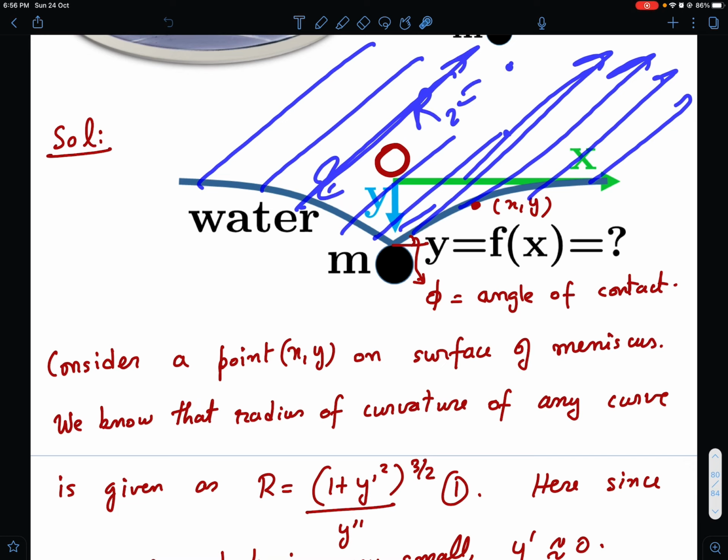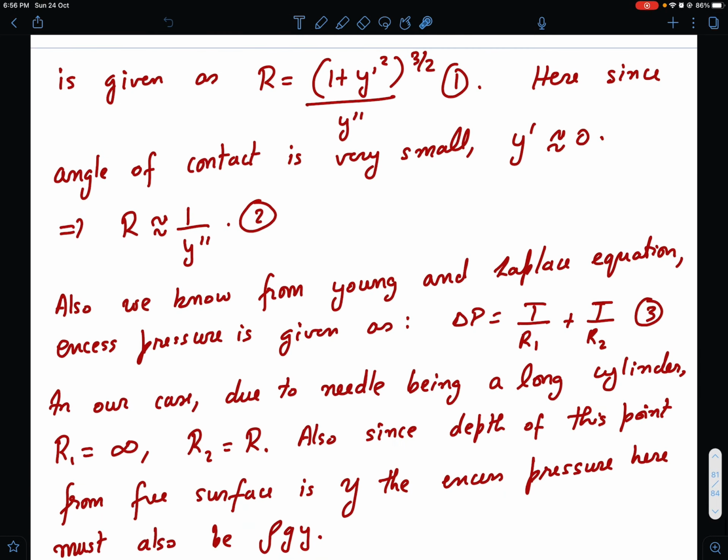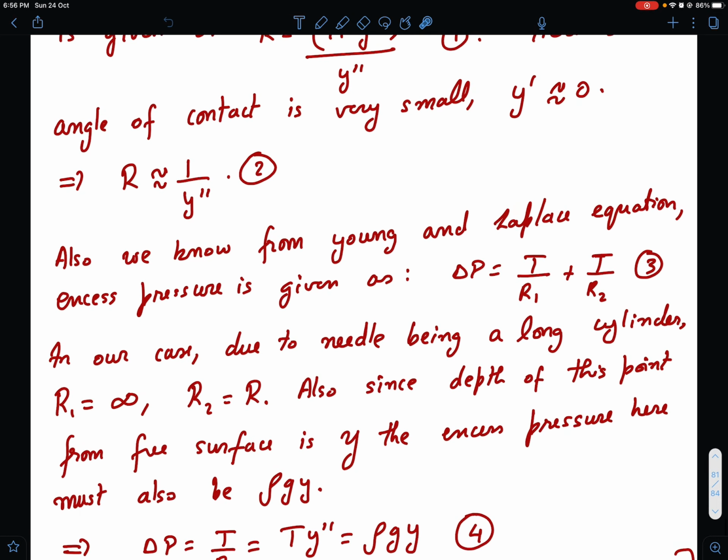So this radius of curvature is infinity. Okay, so let me call this R2. So this R2 is infinity, and there is some radius of curvature in this direction. Let us say that is R. So excess pressure is simply T by R. Okay, so that's what I've written.